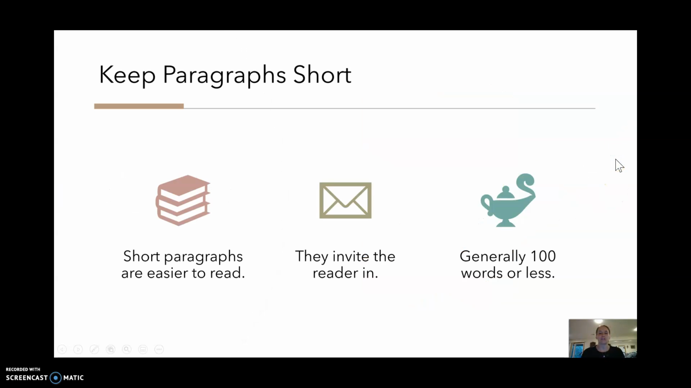Keep your paragraphs short. This is something else that I have a hard time with. Short paragraphs are easier to read. They invite the reader in, but they are not so long that the reader becomes bored or disinterested. Typically, your paragraphs should be around 100 words or less.